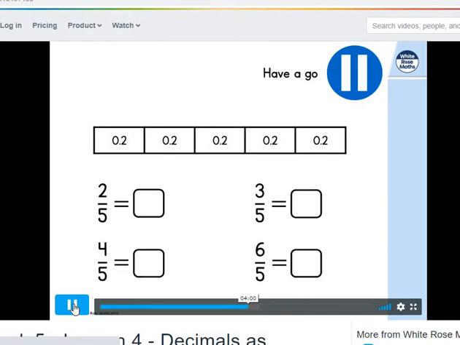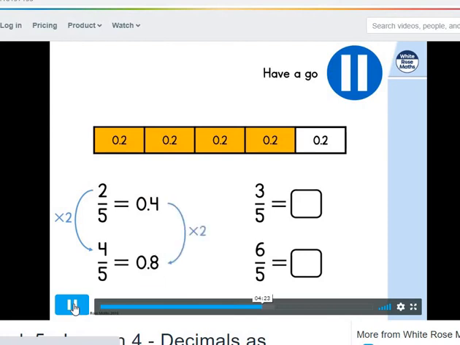Let's have a look at 2/5. Let's shade 2/5. We know each fifth was 0.2, so 2/5 will be equivalent to 0.4. What about 4/5? Well, 4/5 would be 0.8. Another way we could have thought about this was that I noticed that 2/5, if I doubled it, it would become 4/5. So double 0.4 would be 0.8.